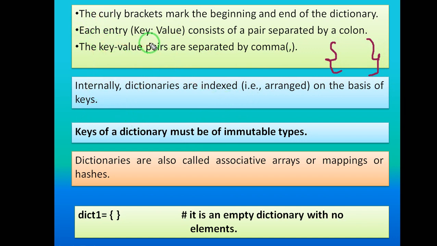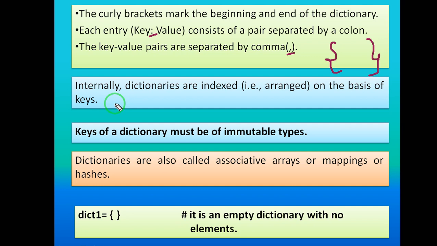Each entry, that is key value, consists of a pair separated by a colon. The key value pairs are separated by commas, that I have already told you. Internally the dictionary is indexed, that is, arranged on the basis of keys. The key of a dictionary must be of immutable type. Immutable means that in place you cannot change their values. So the keys must be of immutable type, and they have to be unique.